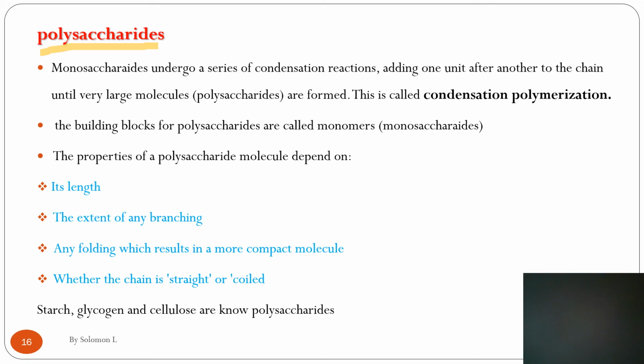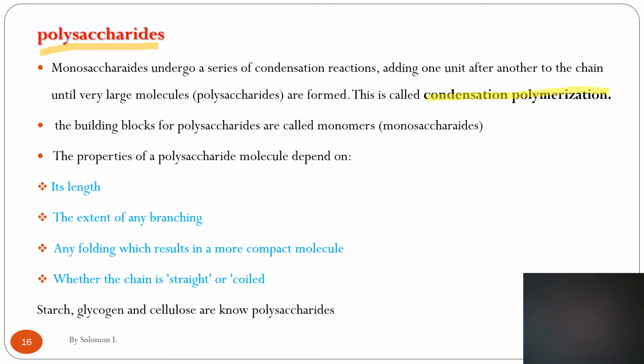These polysaccharides are formed from many monosaccharides that undergo a series of condensation reactions. When many monosaccharides undergo a series of condensation reactions, polysaccharides are formed. The process is known as condensation polymerization because many glucose molecules, or many monosaccharides, participate in the formation of polysaccharides.